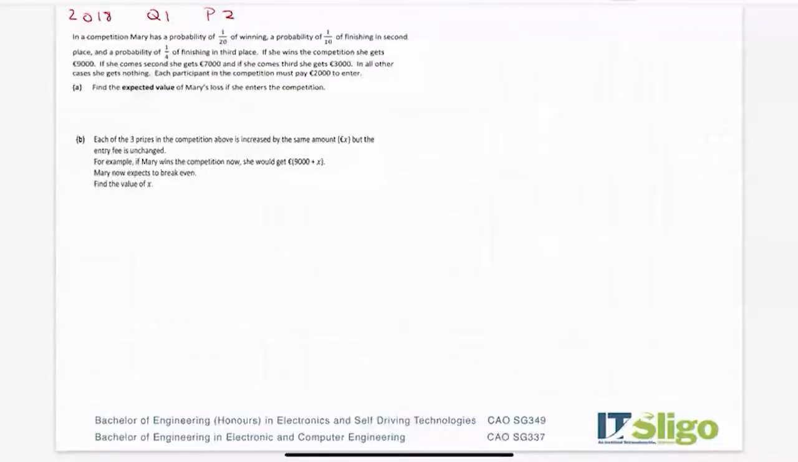Right, so the 2018 question, it was question 1 of paper 2, looks at expected value. So in a competition, Mary has a probability of 1/20 of winning, a probability of 1/10 of finishing second, and a probability of 1/4 of finishing in third. If she wins the competition, she gets 9,000. If she comes second, she gets 7,000. And if she comes third, she gets 3,000. In all other cases, she gets nothing. Each participant in the competition must pay 2,000 to enter. Find the expected value of Mary's loss if she enters the competition.